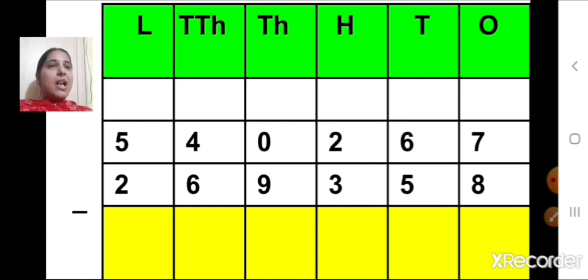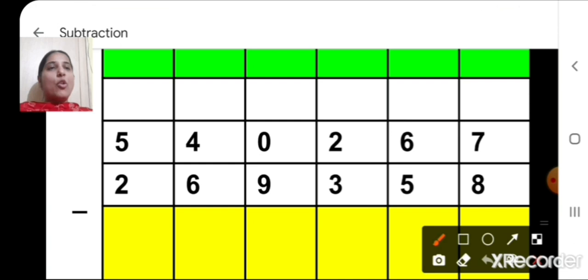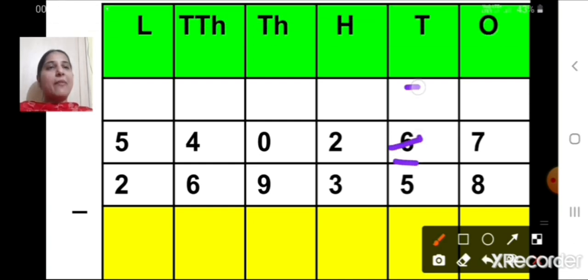So let's start from the ones place. You can see 7 minus 8. So 7 minus 8, that is not possible. It means we have to borrow from the left side. So what is the digit here, children? You can see 6. So when we borrow 1 from 6, what will be left here? 5. And here at the ones place, this digit becomes 17. So 17 minus 8, what will we get, children? 9. And now look at the tens place. 5 minus 5, we will get 0 here.